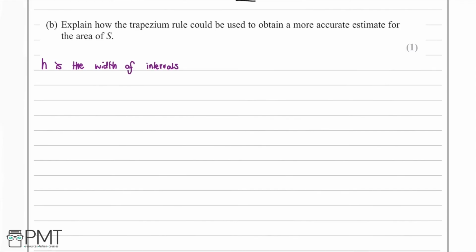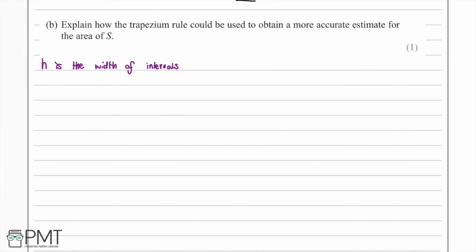So we can have a think, what can we do to give us a more accurate estimate for the area of S? When we split our graph up into lots of different strips, we split the area into a number of different strips or trapeziums, and then we work out the area of each trapezium, and that gives us an estimate of the overall area. So to get a more accurate measurement, we have 2 options.